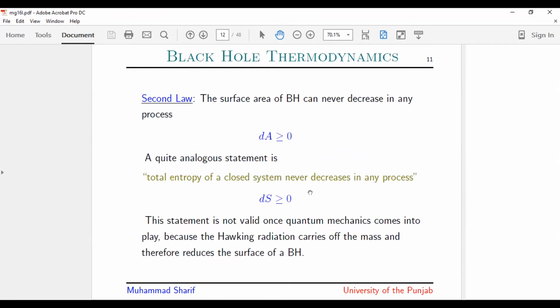Second law: the surface area of a black hole can never decrease in any process, which means dA is greater than or equal to zero. We can state the analogous statement of this law: the total energy of a closed system never decreases in any process. This statement is not valid once quantum mechanics comes into account, because the Hawking radiation carries off the mass and therefore reduces the surface of a black hole.